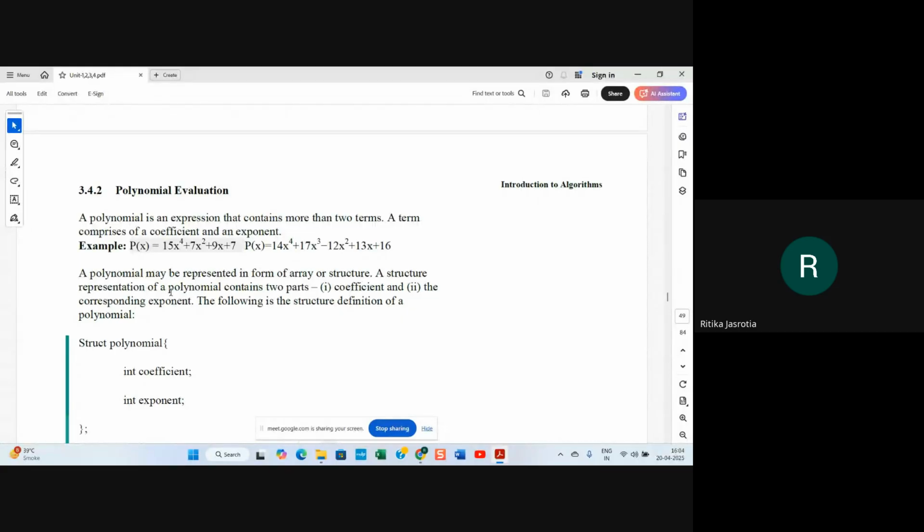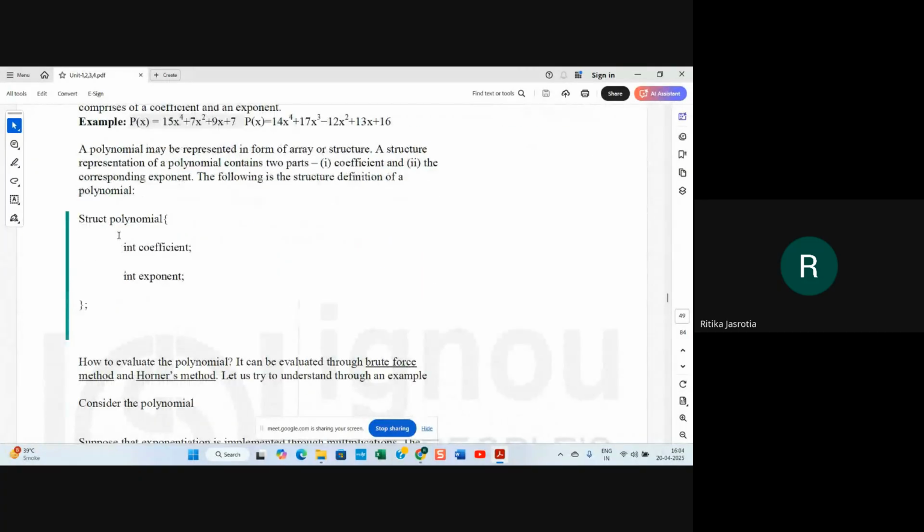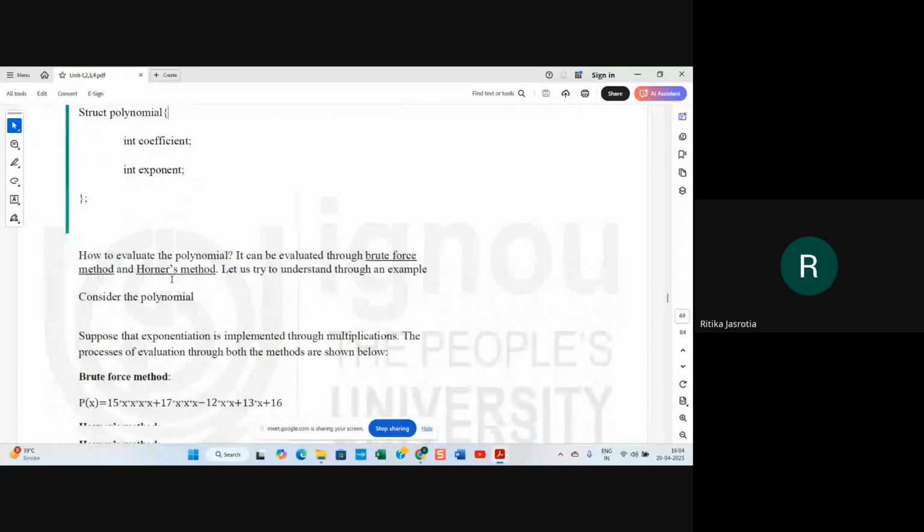A polynomial may be represented in the form of an array or structure. A structure representation of a polynomial contains two parts, coefficient and corresponding exponent. So coefficient and its exponent they are talking about. The following is the structure definition. So they are creating a struct polynomial with int coefficient and int exponent. How to evaluate the polynomial? It can be evaluated through the brute force method and Horner's method.